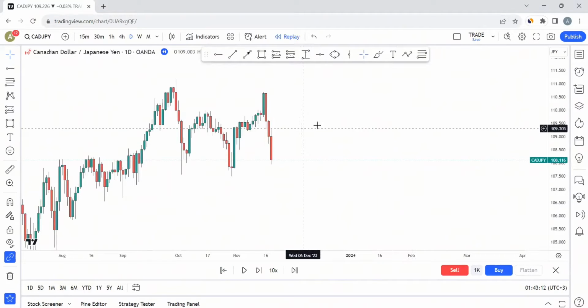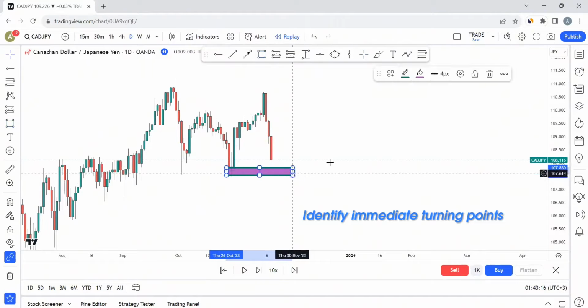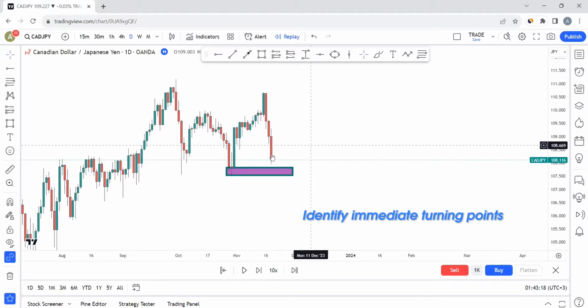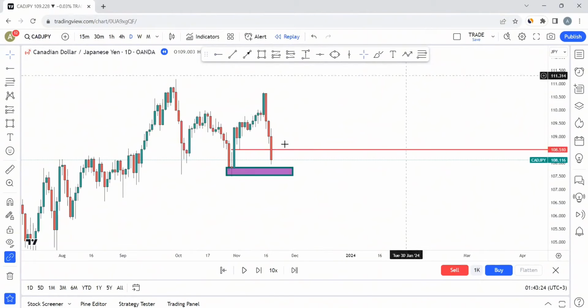I've said that you have to first identify the immediate turning points. For example, we have this one here, and which one is the other immediate turning point that you have? We have this area here. So what are we going to do? I'm just going to mark this area here. So I've identified two turning points.